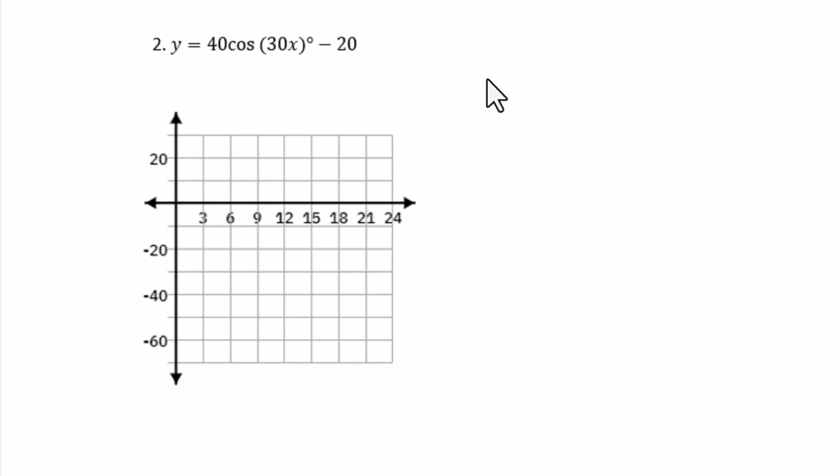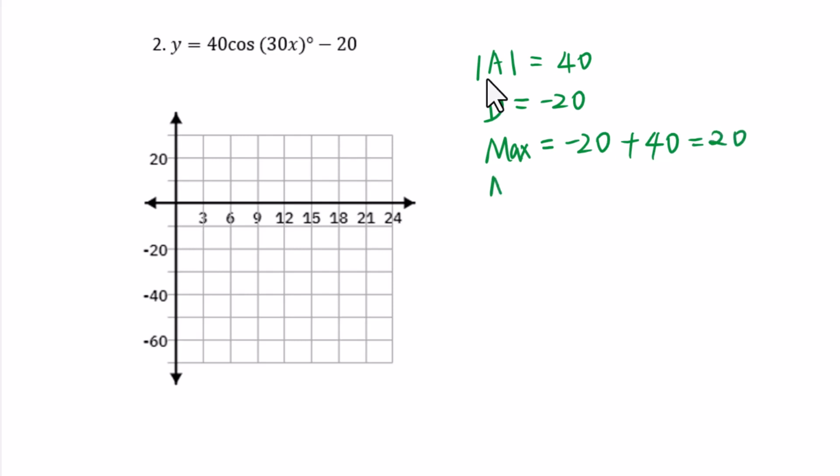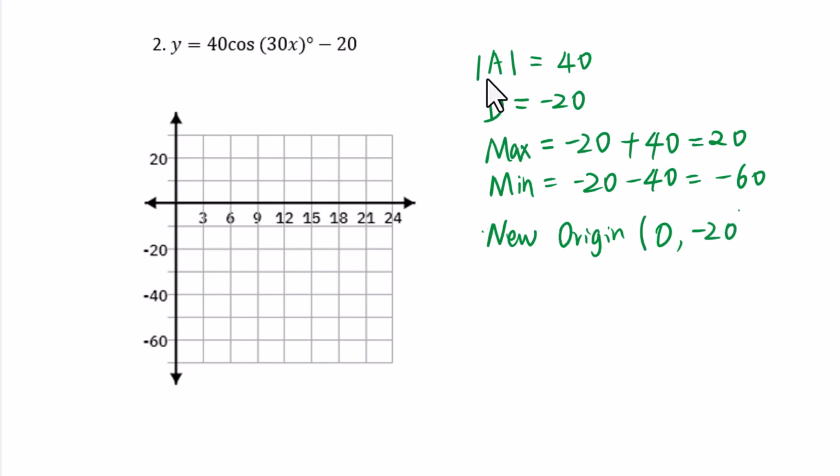Y equals 40 cosine 30x degrees minus 20. Amplitude equals 40. Midline equals -20. So we get maximum equals -20 plus 40 equals 20. Minimum equals -20 minus 40 equals -60. New origin: no horizontal translation. We do have a vertical translation down 20 units.